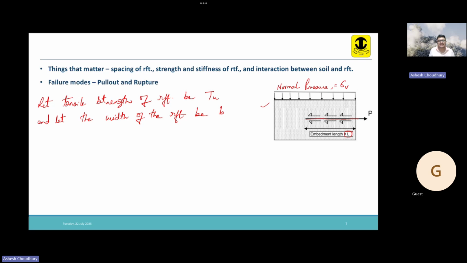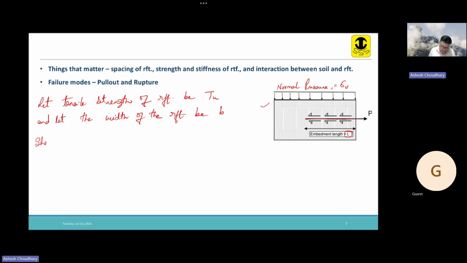So Tu is the ultimate tensile strength of the reinforcement, and B is the width. Width means the direction out of the plane of the computer screen. In that direction, what is the length of the reinforcement? That is the width. So that is why I am using B.